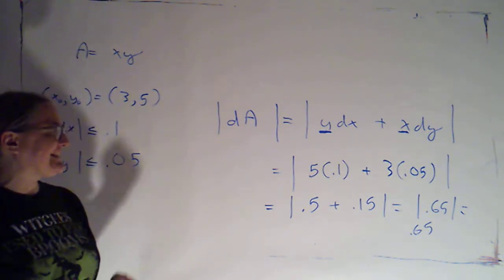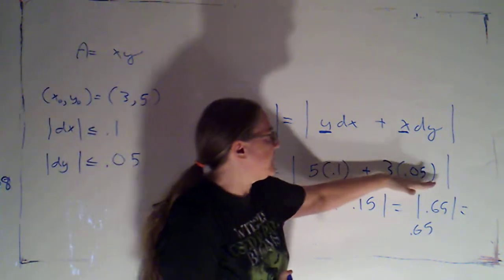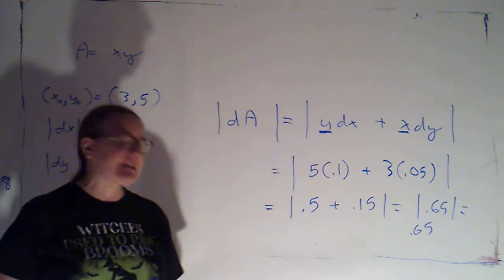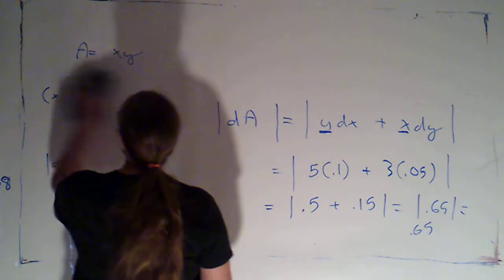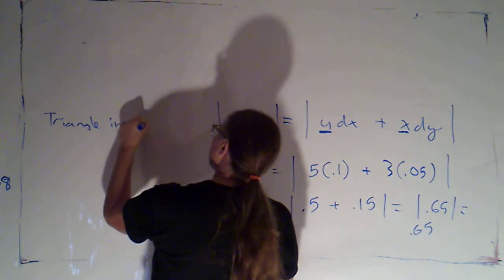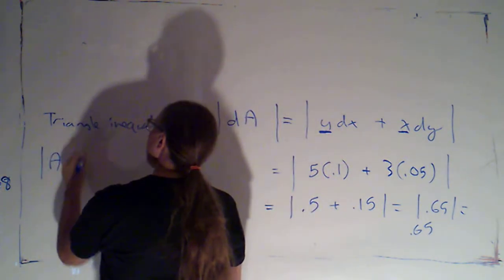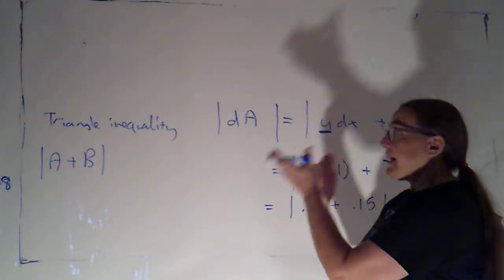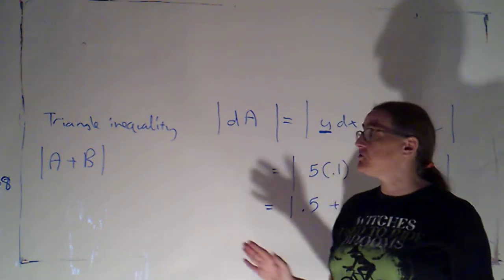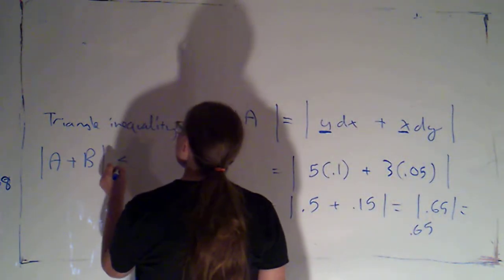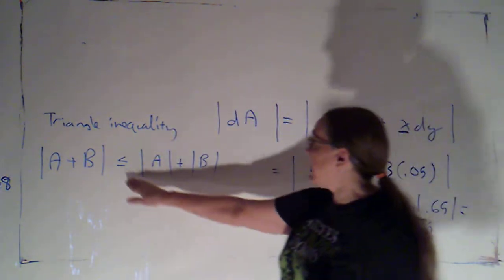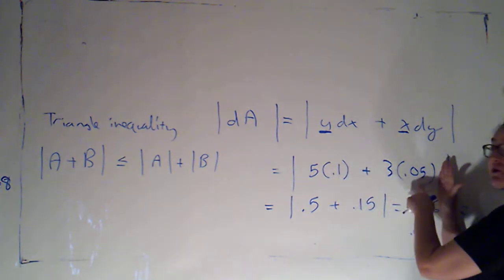What I essentially did when I made sure that these two pieces that were contributing to the differential, which was our error, had the same sign, is I was using something that's called the triangle inequality. And it just says the absolute value of A plus B. I know it's not the absolute value of A plus the absolute value of B. Absolute values don't distribute over addition. But this will be less than or equal to the absolute value of A plus the absolute value of B. I will have equality when, as in this case, both terms have the same sign.